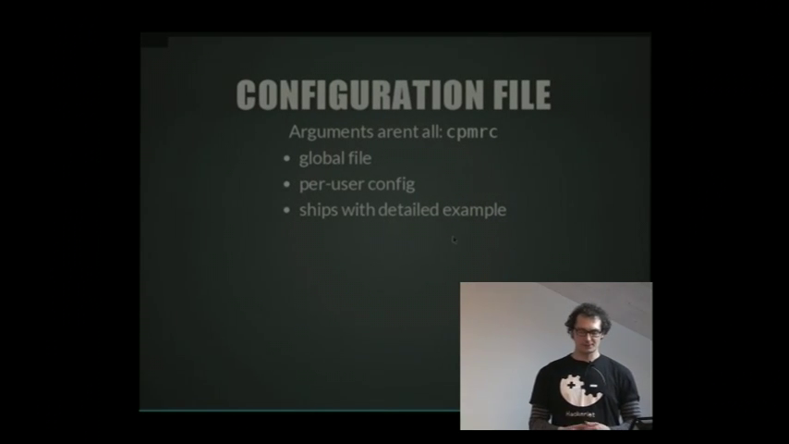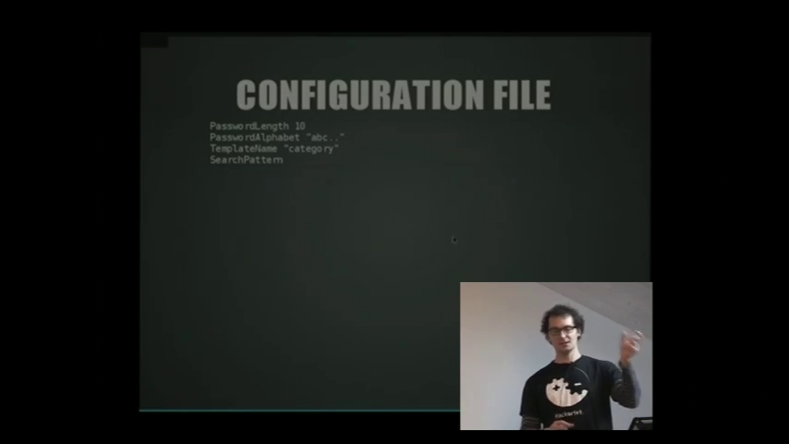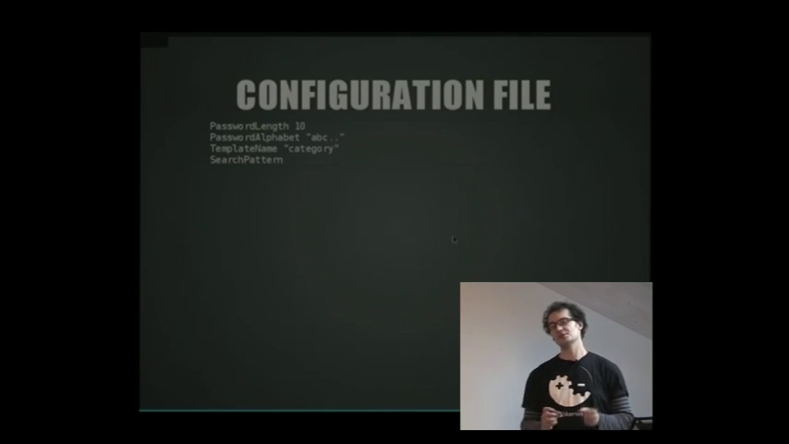file. There's a configuration file for CPM. It's called cpm-rc. There's a global one, and there's one that lives in your home folder as .cpm-rc. There is a detailed example file that lives in /usr/share/doc/cpm. Things are where you would expect them to be. There's also a simple format to this configuration file. It's key and value. You can specify what the password length should be for the generation of passwords.